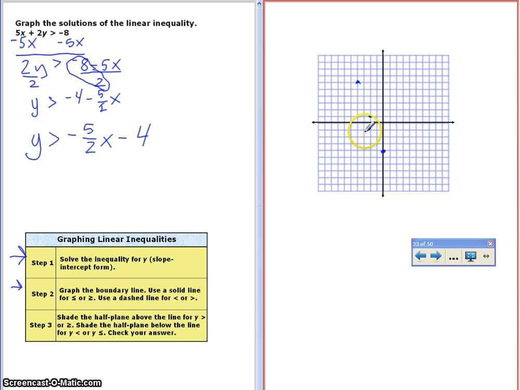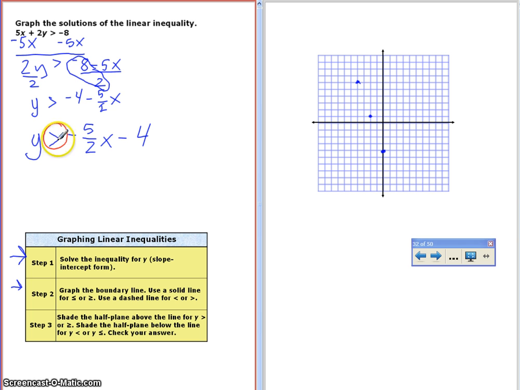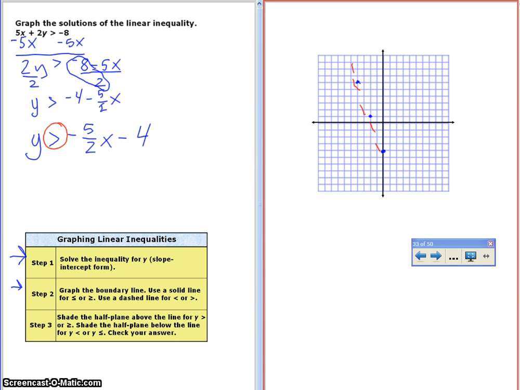Yep, that looks good. I have to go back to look at my sign, and I notice my sign in my equation is a greater than sign. So I'm going to use a dashed boundary line. I would connect my dots to the best of my ability with my dashed line. A hint that I use on my paper is I actually draw it as a solid line and then drag my eraser through different parts to turn it into a dashed looking line. And I'm fine if you want to use that method.